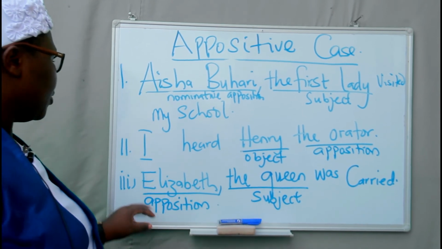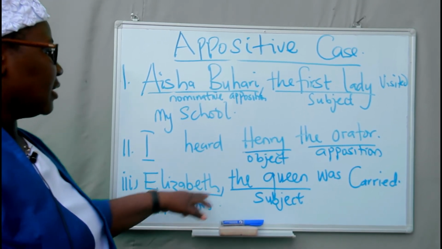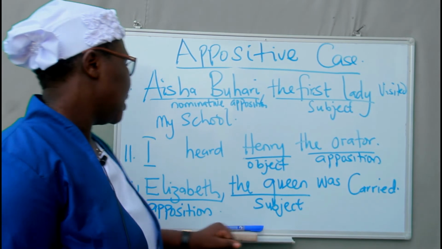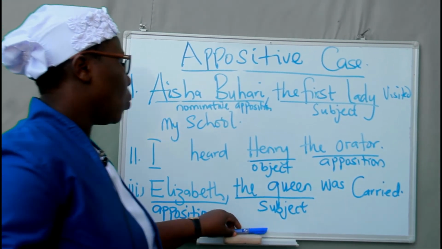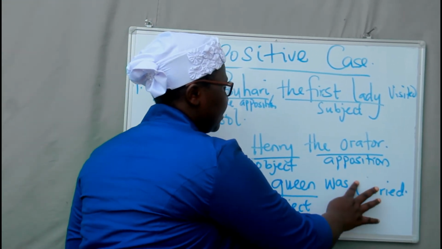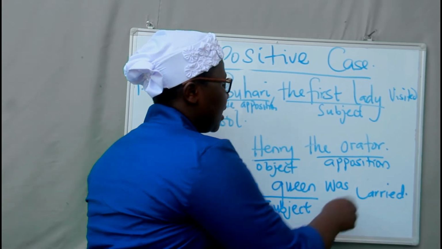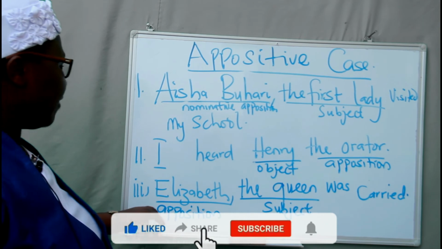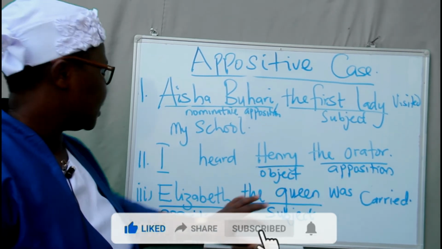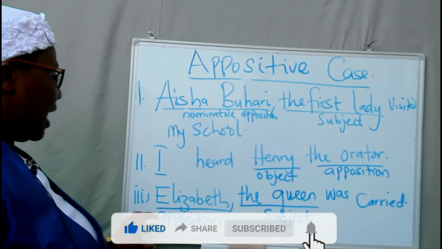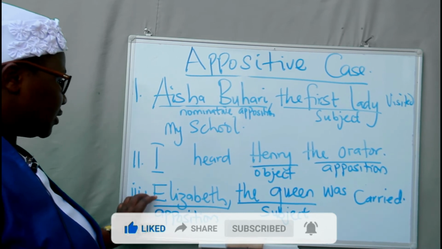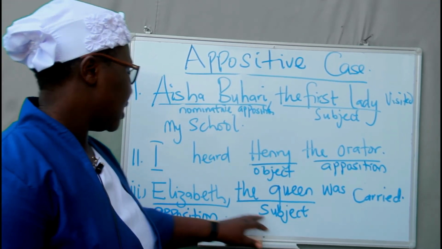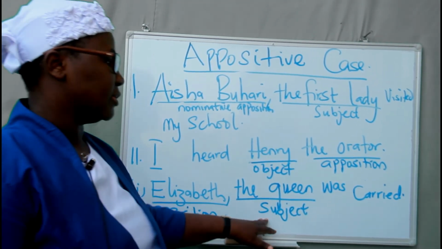And finally, number 3, we have Elizabeth, the queen, was carried. Here we have Elizabeth as the subject, and the queen here as the apposition. Apposition to the subject.